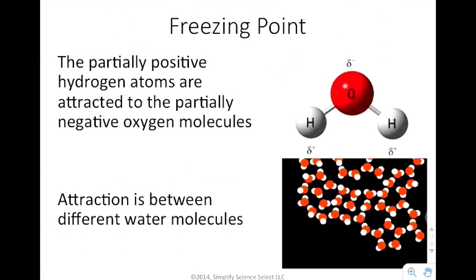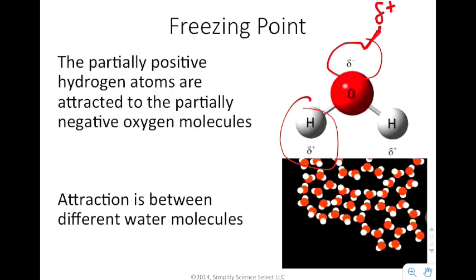And freezing point is you have a partially positive hydrogen atom and you have a partially negative oxygen atom. There's an attraction between these water molecules because of the fact that they have this polar bond. Okay, so you have an intermolecular attraction. Remember we talked about earlier in the year, we said opposites attract. So when you have another partial positive right here, there's an attraction between different water molecules.